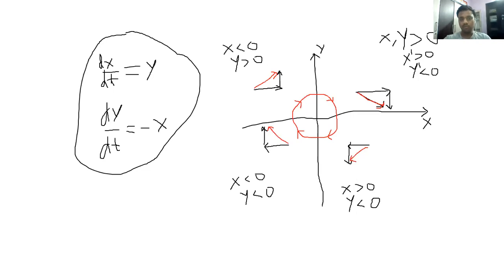It depends upon whether you are starting from here or here or here, which means it depends upon the initial value. Suppose you are starting from here, then it will go like this. And suppose you are starting from here, it may happen that it goes like this. Okay, now suppose you want to check the direction, what will be the direction?